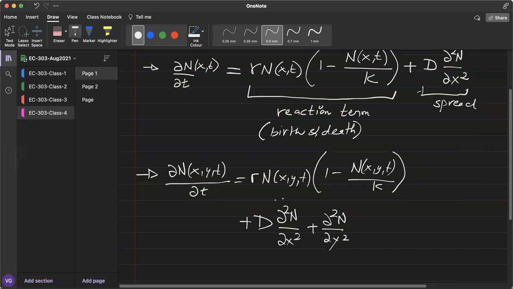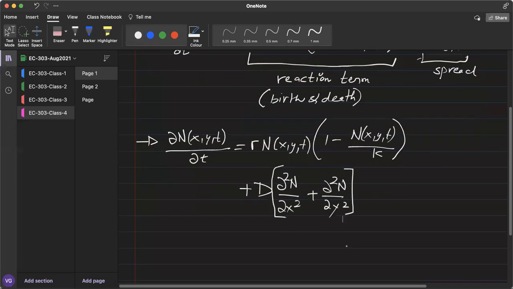When I'm writing an equation like this, I'm assuming that the space is isotropic, which means it is the same in all directions, both the directions. The diffusion constant is the same in both directions, so I have a common diffusion constant d. We can also write the same equation in polar coordinates, but let me not go there right away. So we have this diffusion equation in 2 dimensions now.